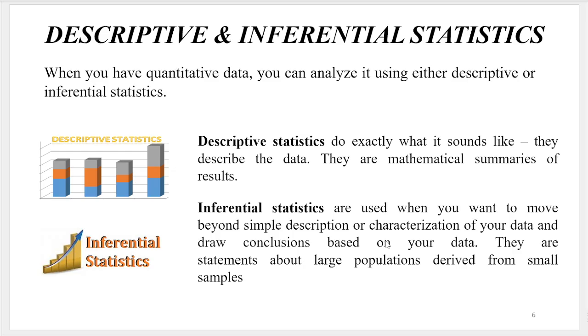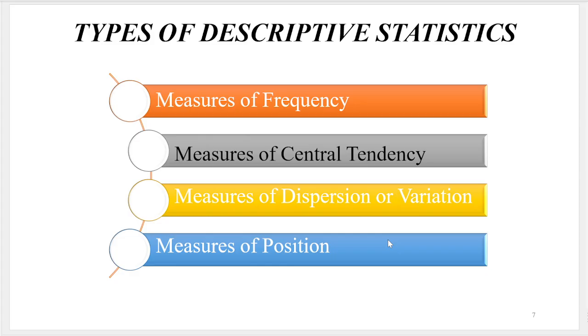But inferential statistics go one step further. They help us make conclusions about a larger population based on a small sample. They are used when we want to generalize results, make predictions, support decisions. Here, we move beyond the data we collected. So inferential statistics is to draw conclusions and make decisions.